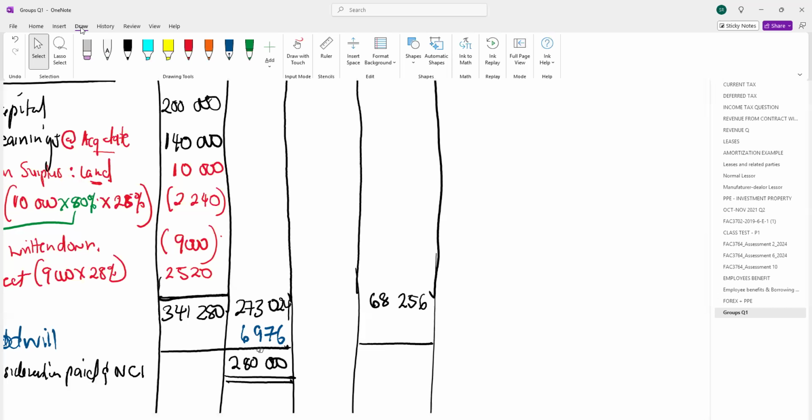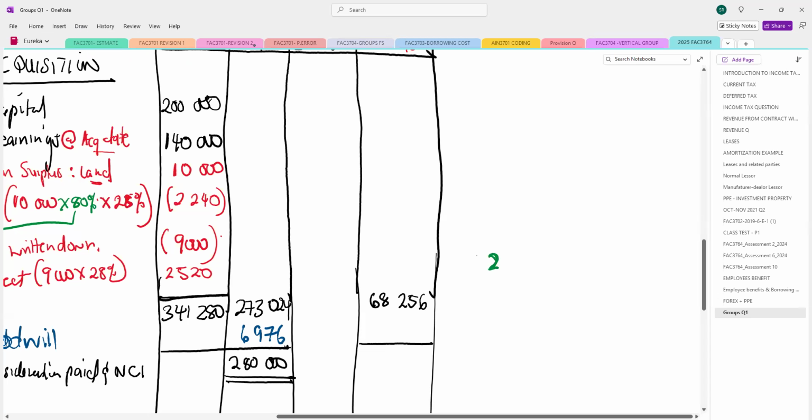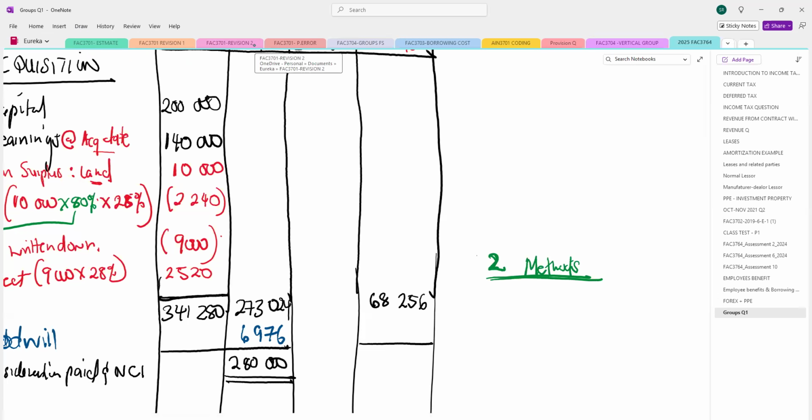All right, so there are two methods. Even though I'm doing a question, I am teaching a lot of principles, if you really are paying attention. So there are two methods here for us to determine the goodwill.